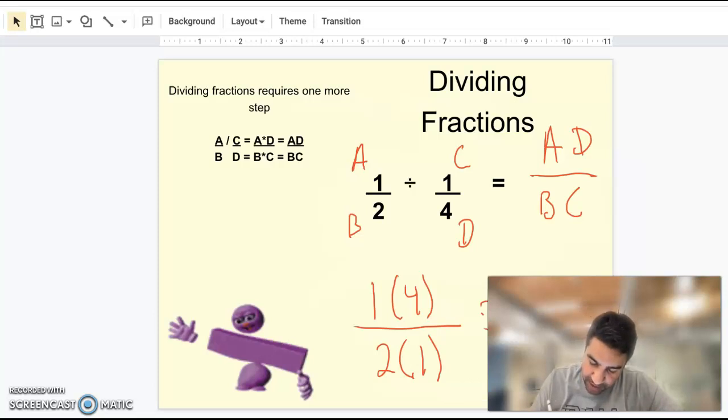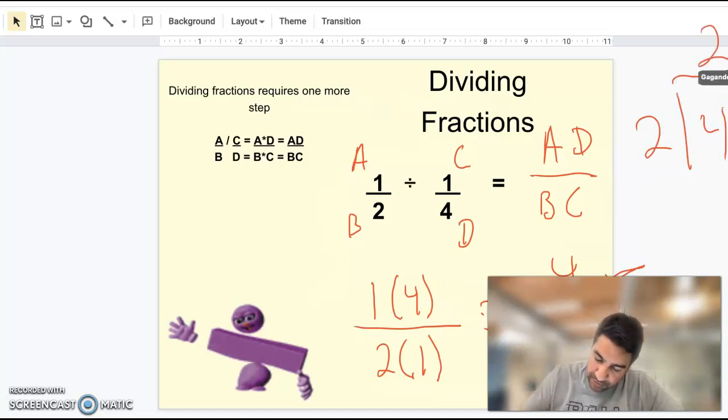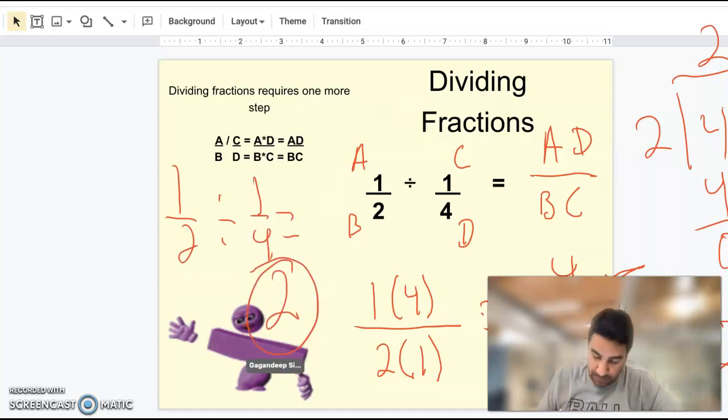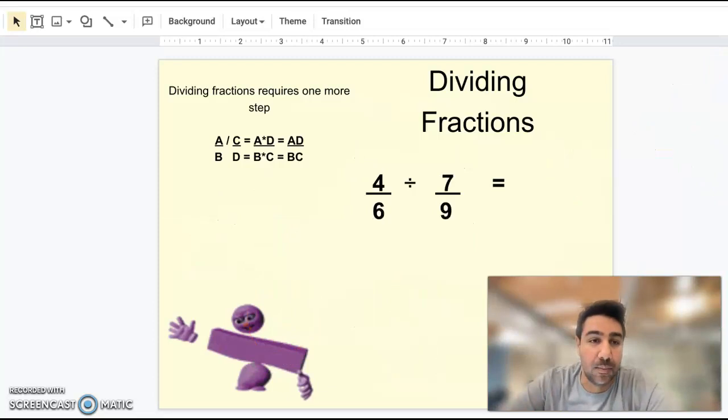So what do I have here? 4 times 1 is 4 over 2. And what I'm really trying to see now is that this is an improper fraction. You're going to have to divide. They're glorified division problems. It's basically 4 divided by 2, or how many times can 2 go into 4? If you said 2, you will be correct. So 4 over 2 converts into 2. So 1/2 divided by 1/4 equals 2, a whole number.